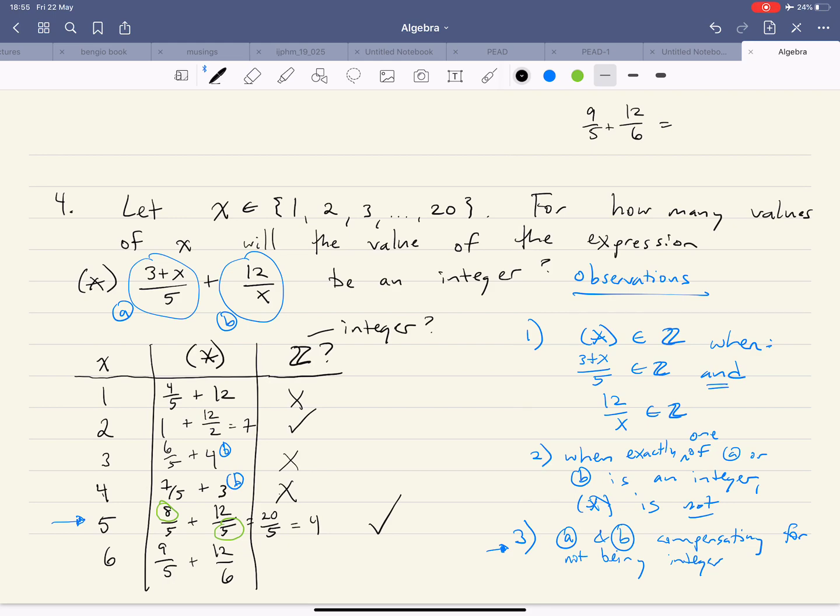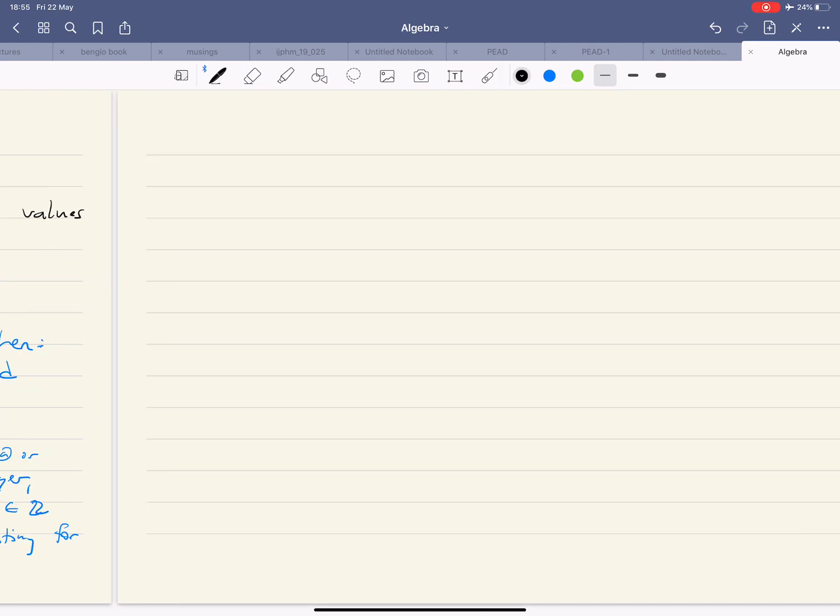Oh, sorry, I didn't finish writing out observation 2. Star is not an integer. So in this case, our observation 2 is going to apply, right? Because 12/6 is going to be 2, but it's the only one that's an integer, so this is going to be a no. Okay. Let's continue on the next page.